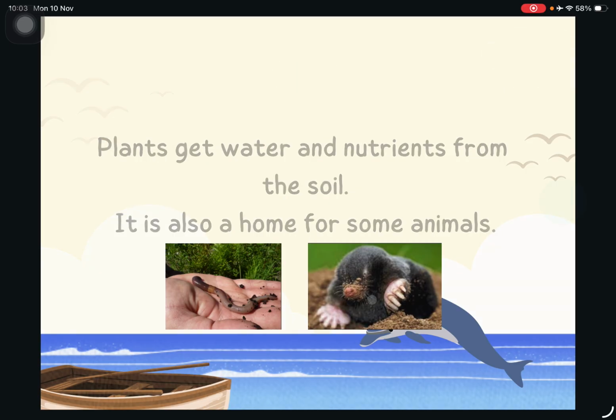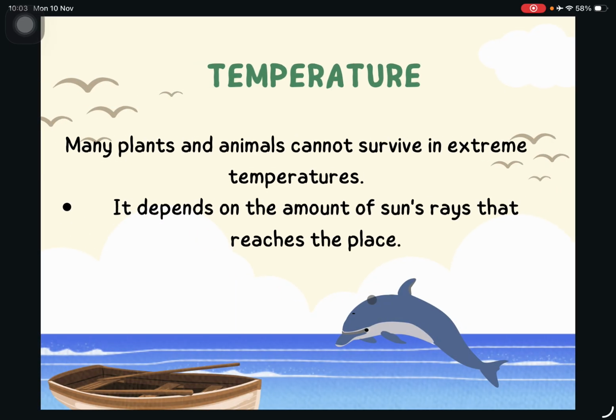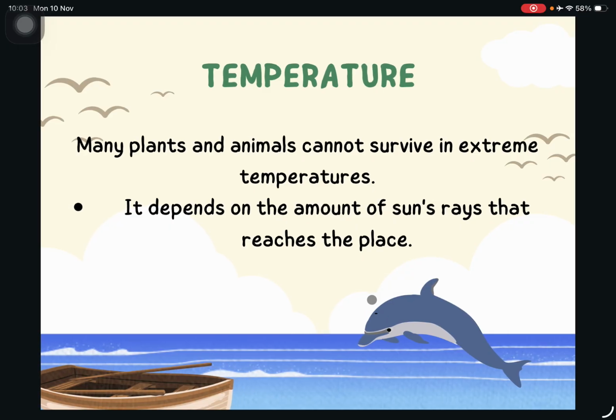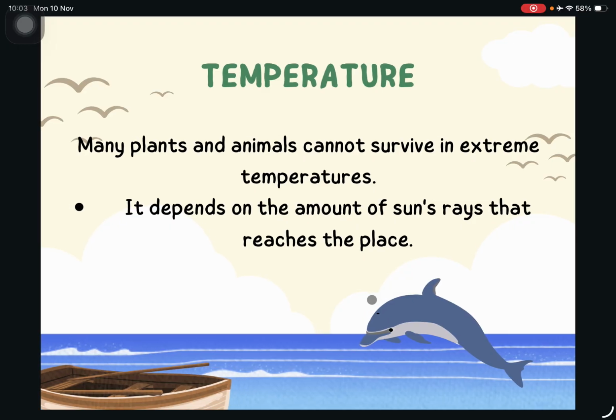Next one, we have temperature. Many plants and animals cannot survive in extreme temperatures. Extreme meaning too much, very high or very low. For example, in very hot temperatures like the desert and very cold temperatures like the North Pole or the South Pole. Many plants and animals cannot live in very high or very low temperature.